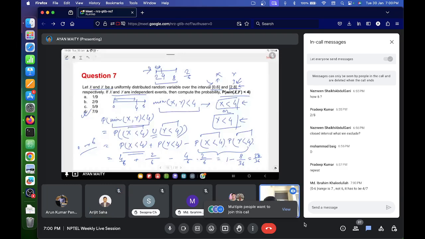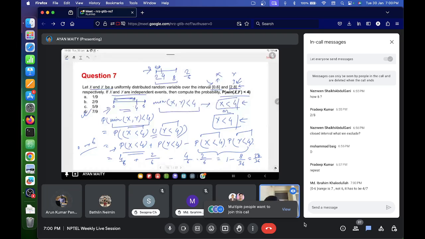For 4 comes for x. So for x, this is the diagram for x. 0 to 6 is the total span. It has to be between 0 to 6. It is uniformly distributed from 0 to 6. But the probability that I want to find is the probability of x less than 4 only.